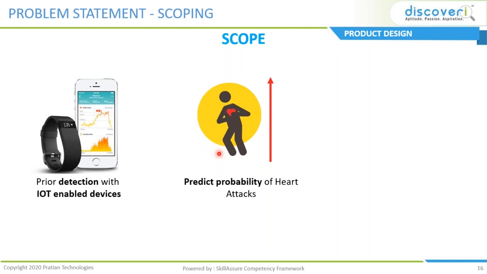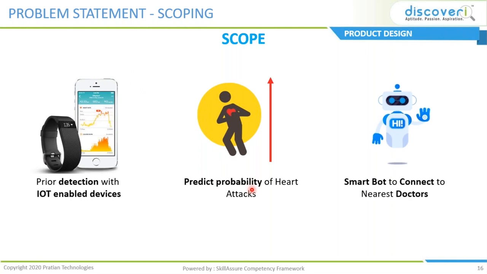We can use machine learning and AI algorithms to predict the probability of heart attack based on all the data being collected. The third most important feature is a smart bot or smart assist to connect to the nearest doctor or health facility. So these three are our main features, which we consider in the scope initially. Without these, we cannot roll out into the market.